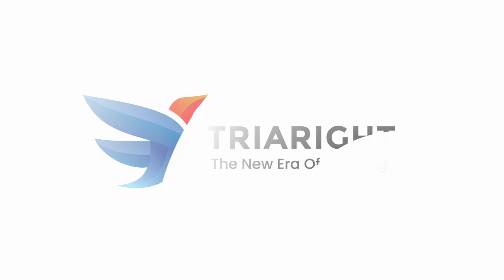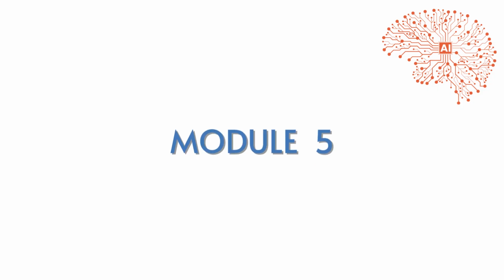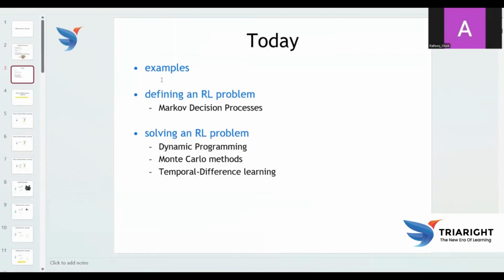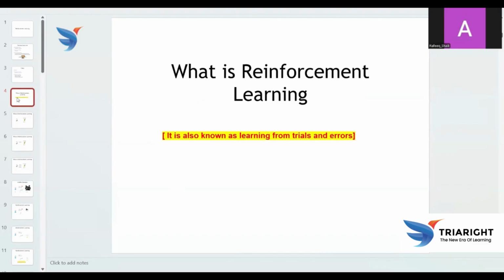This is Pack 365, Module 5. Today we're going to discuss reinforcement learning. We'll cover some little examples of reinforcement learning, defining the reinforcement learning problem with the Markov decision process (MDP), and solving RL problems with dynamic programming, Monte Carlo methods, and temporal difference learning. Okay, let's come to the topic.